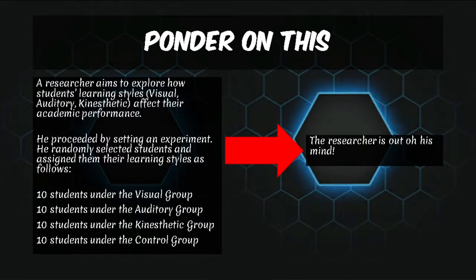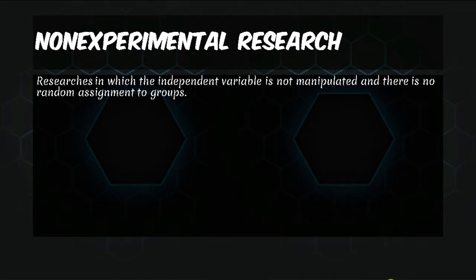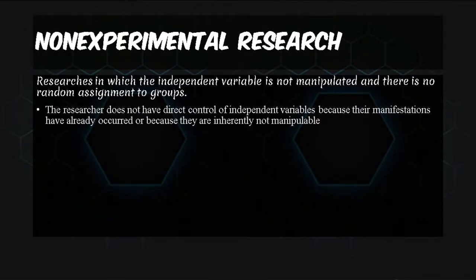So you see, there are cases where random assignment of your sample to your comparison group is not really applicable. This is also another reason why we resort to non-experimental designs. In summary, researches in which the independent variable is not manipulated and there is no random assignment to groups, it's a non-experimental research. The researcher does not have direct control of independent variables because their manifestation has already occurred, or because they are inherently not manipulable, as was illustrated a while back.